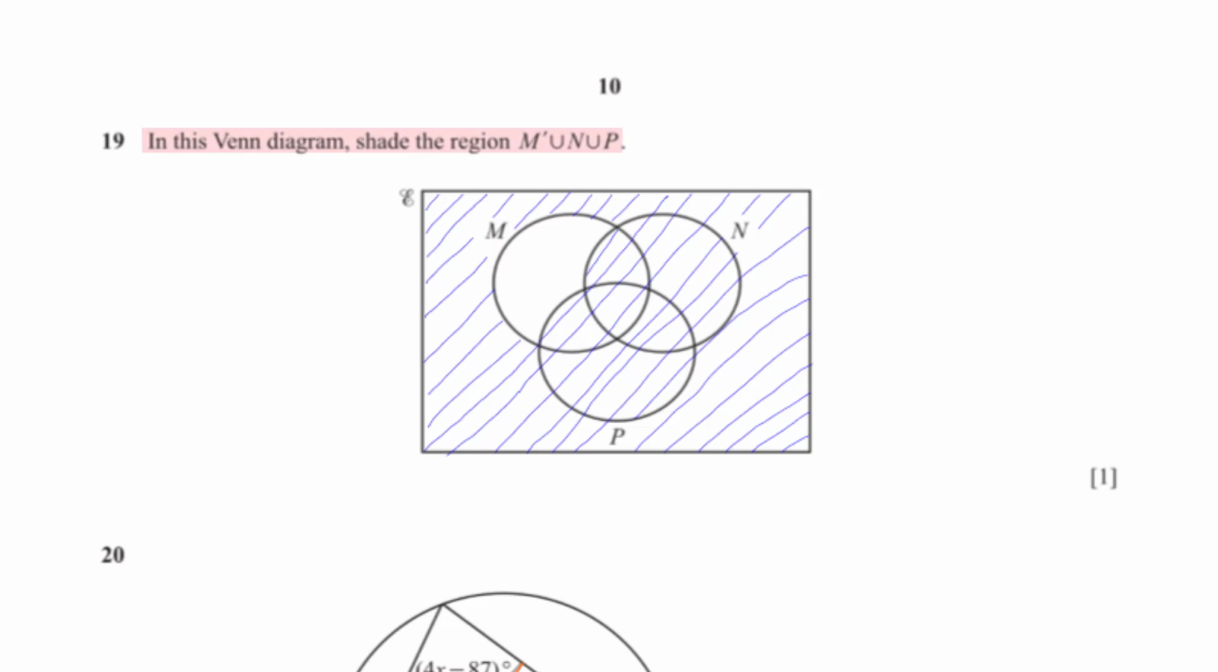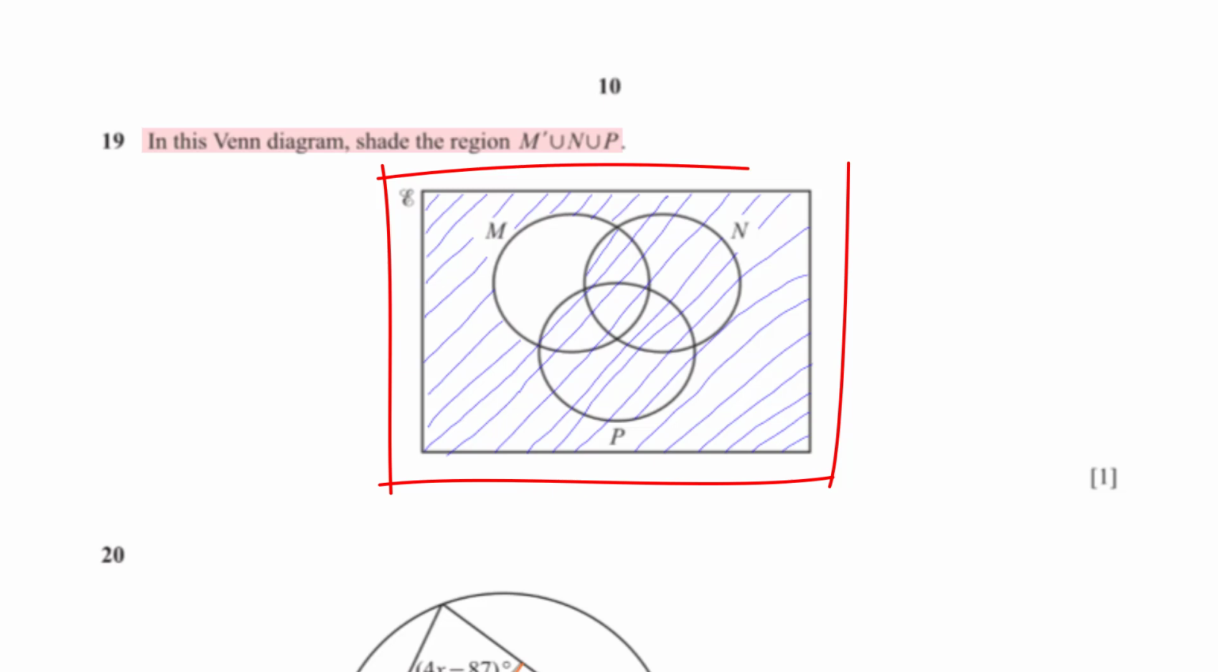In this Venn diagram, shade the region M complement union N union P. This means that we first need to shade the region that is not in set M. In addition, we also need to shade the region in set N. And in addition to that as well, we need to shade the region in set P. And so when we do that, this will be our resulting shaded region.